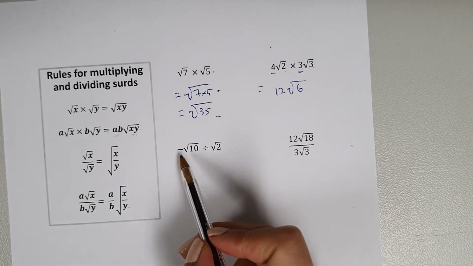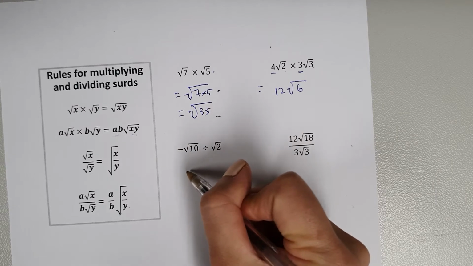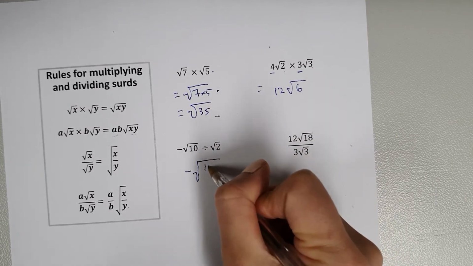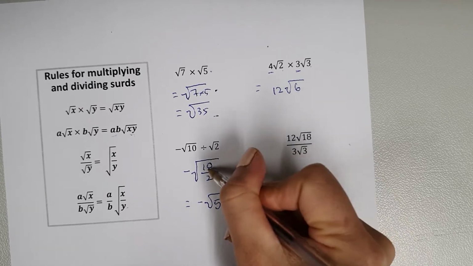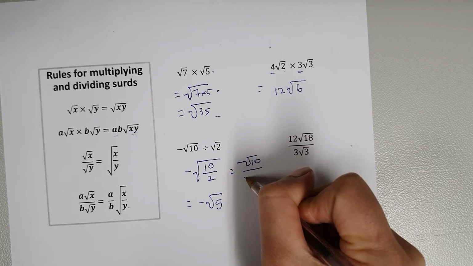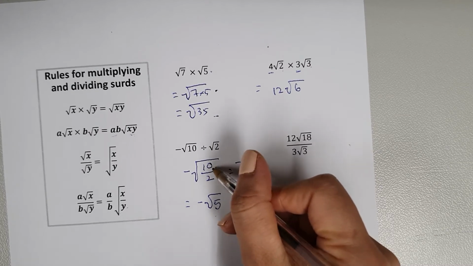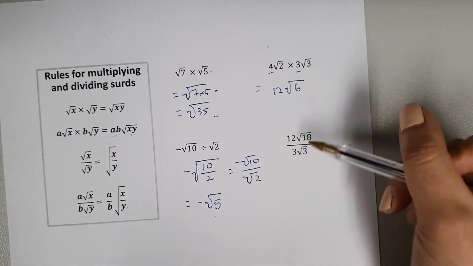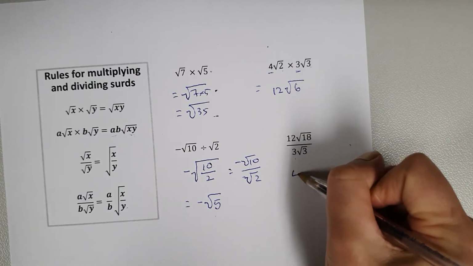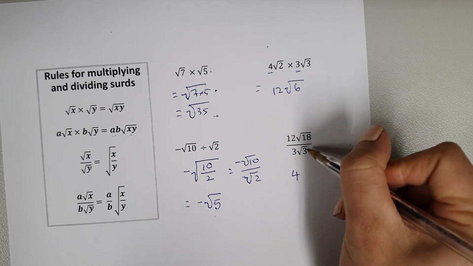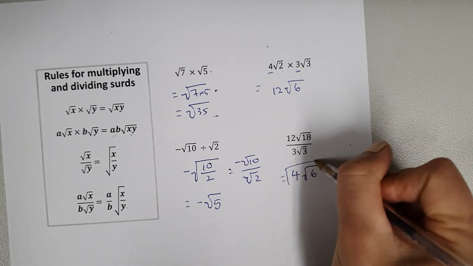Over here I've got negative root 10 divided by root 2. Now remember, we can write this like a fraction. We can write it as minus square root of 10 divided by 2, okay, which equals negative square root of 5, because this is simply just saying negative root 10 divided by root 2. So if you simplify it to that, you can actually see that you could just divide 10 by 2. For this one over here, we can first try and divide 12 by 3. That leaves us with 4 over 1, so we don't bother writing the 1, and then we can divide the 18 by 3 to give us root 6, and that's our answer there.